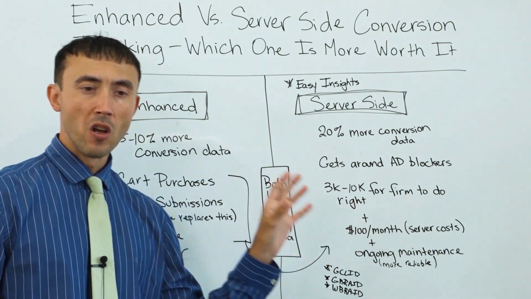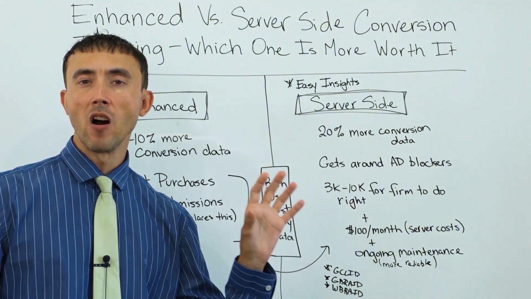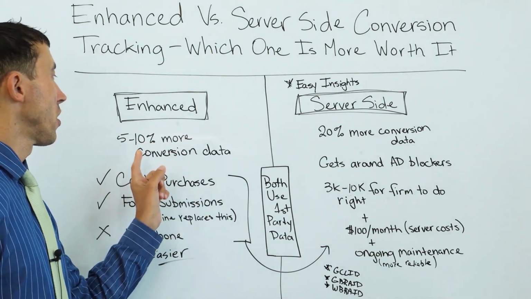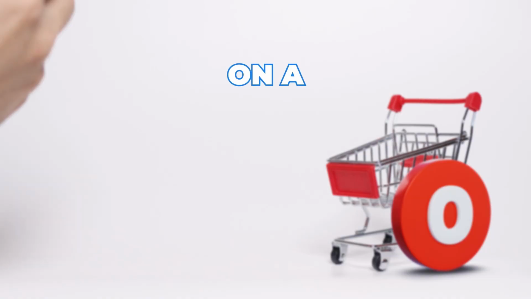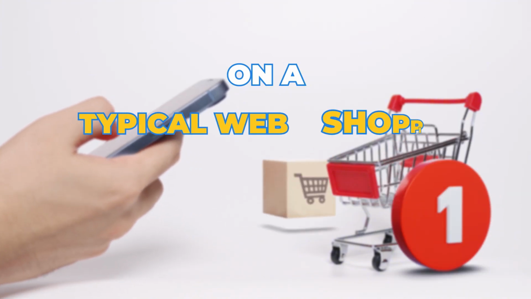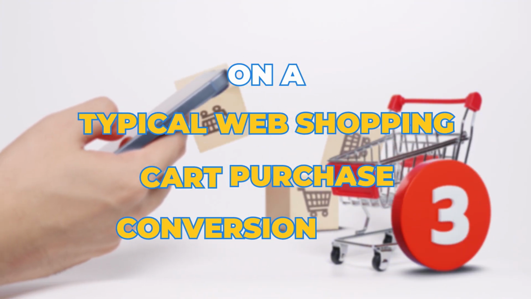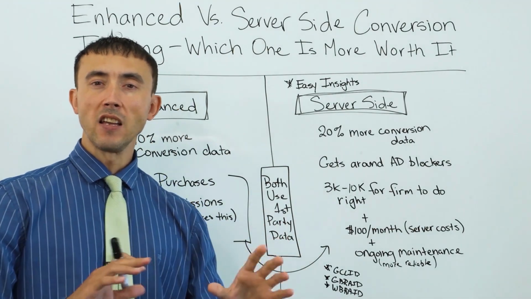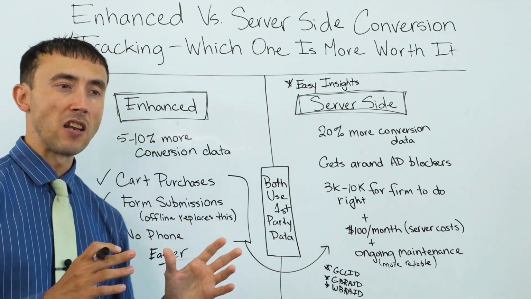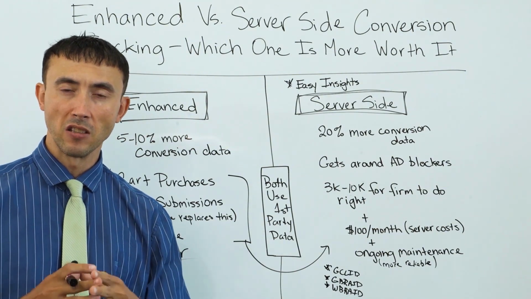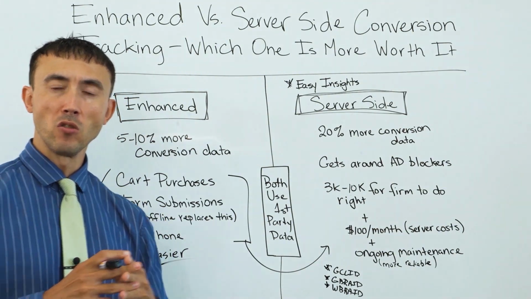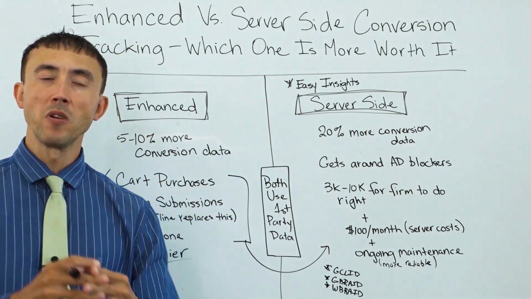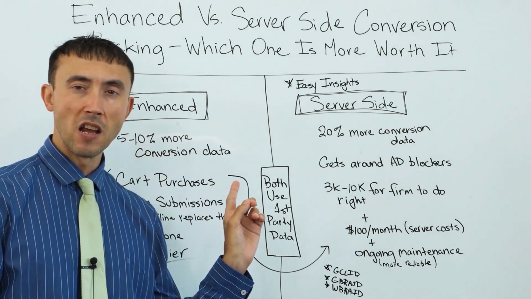With all this said, I want to get into the results you can get doing one versus the other. One thing you could already bet on right off the bat: if you simply do enhanced conversion tracking, you're going to get 5 to 10% more conversions on a typical web shopping cart purchase conversion goal than without it. Enhanced conversion tracking again uses a conversion pixel itself. All it does is use that data plus the email and phone number to get a few extra conversions.